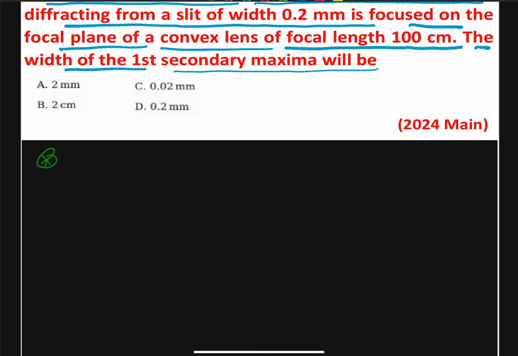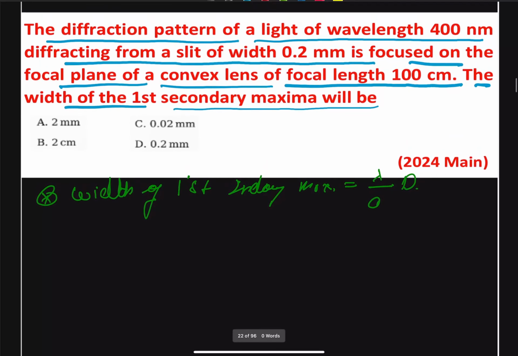So we know that width of first secondary maxima is equal to lambda upon A multiplied by capital D, and here it is given that it is focused on a focal plane of a convex lens of focal length 100 centimeter. Okay, so it means the screen will be at a distance of capital D, which is about 100 centimeter.